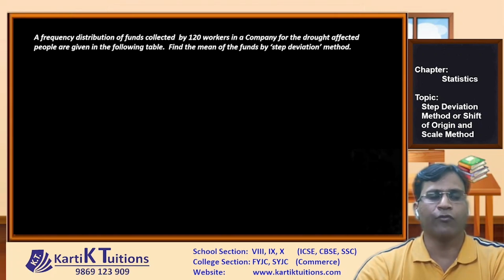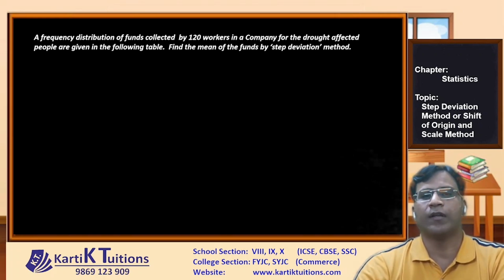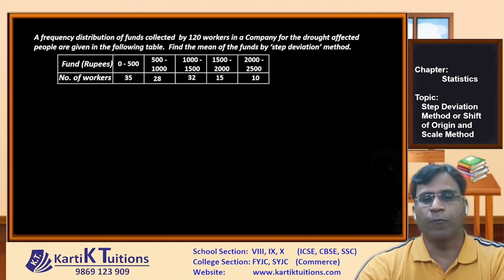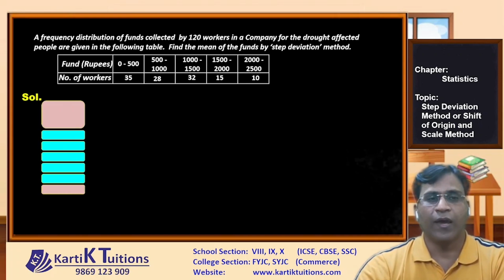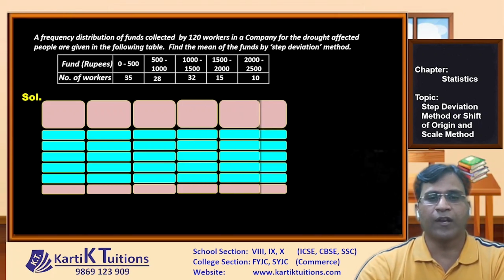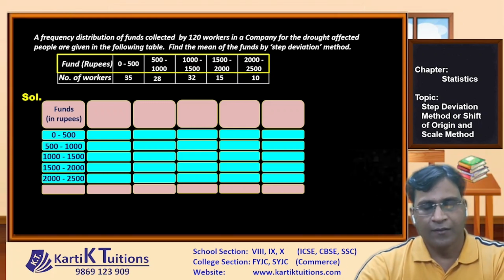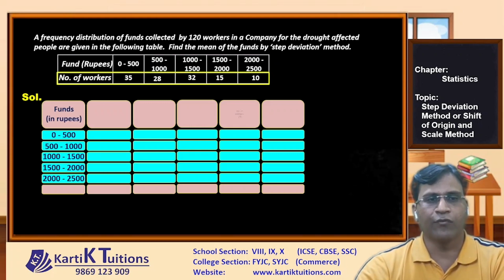A frequency distribution of funds collected by 120 workers in a company for the drought affected people is given in the following table. Find the mean of the funds by step deviation method. Now see, the method is mentioned. So again, we need to prepare a table of how many columns? Only 6 columns, where the first column will be our classes. The classes given here are funds, so that is in rupees. So we'll write these values. Then the fifth column here will be for the frequency, number of workers. Copy that. Now let's start.